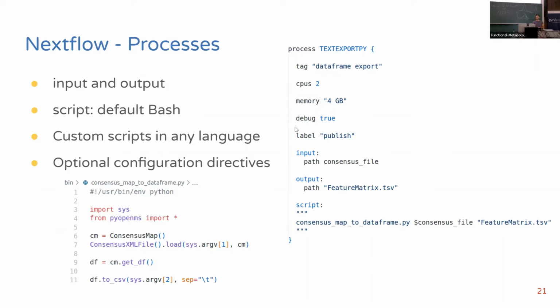And yeah, you could also have other directives here. For example, allocate resources, or tag them, so this will appear in the monitoring process. Or if you say debug, it will also print out all the standard output that is generated in your scripts.